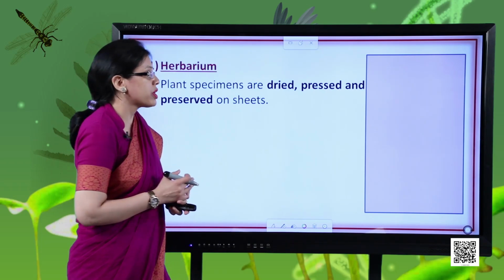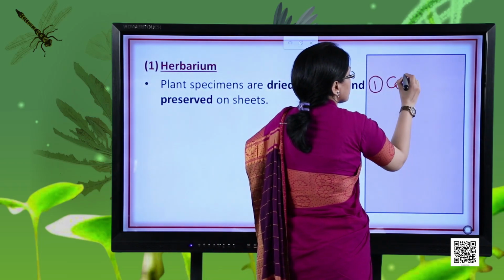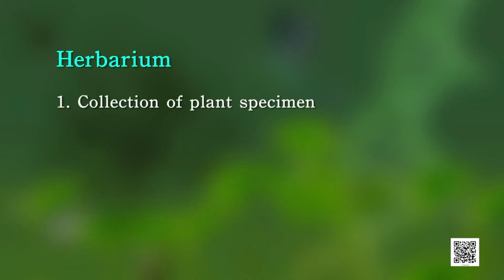How can we make a herbarium? So the first step in making of herbarium, of course, is the collection of the plant specimen. So we have to collect the plant specimen. So what is the first step we have? That is the collection of plant specimen.